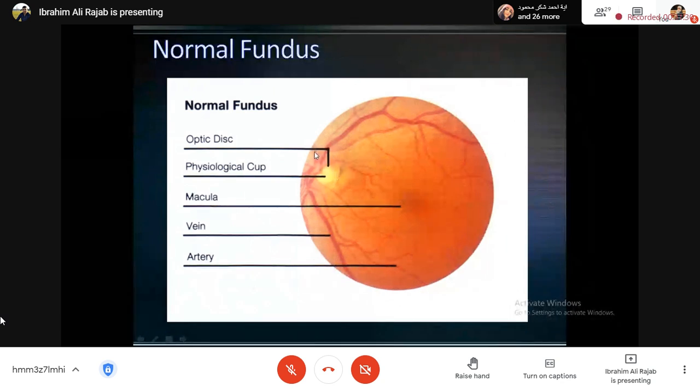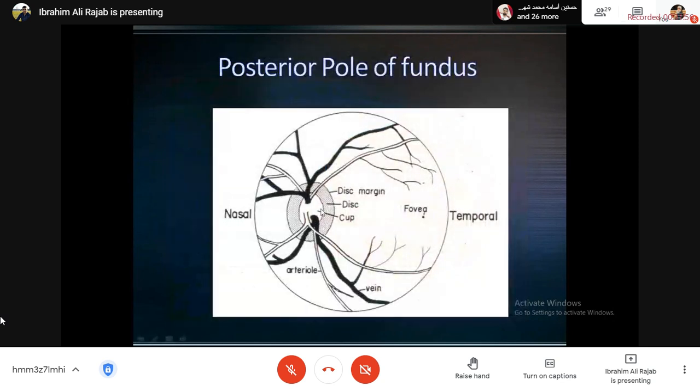The distribution of nerve fibers is not even. I mean, it is not equal in all parts of the optic disc. It is more condensed in the peripheral part, which is called the rim, and less in the central part, so it forms a depression, which is called the cup. So we have a rim and a cup. As I said, we have vein, and we have artery, and we have macula, then we have the peripheral part of the retina.